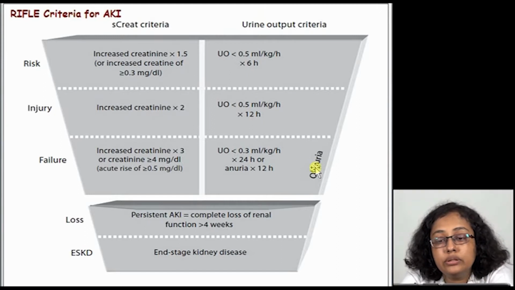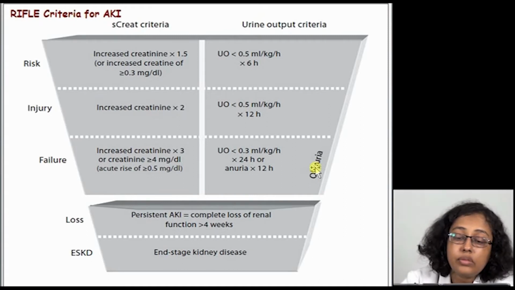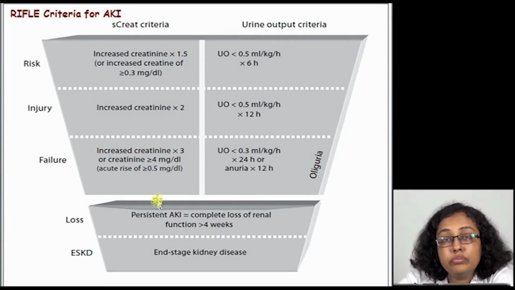So risk would be a 1.5 times increase in creatinine or a decrease in urine output to 0.5 ml per kg per hour for at least 6 hours. Injury would be doubling of serum creatinine or a persistent decrease in urine output for 12 hours. Failure would be a 3 times increase in creatinine or an absolute increase of at least 4 milligram per deciliter, or a more prolonged decrease in urine output or even anuria for 12 hours. And finally, loss would be a persistent failure or complete loss of renal function for at least 4 weeks.